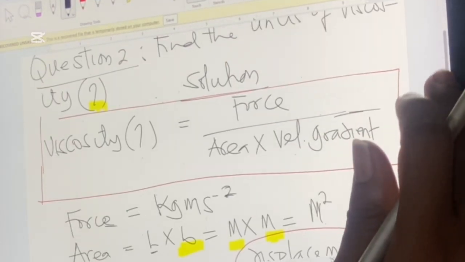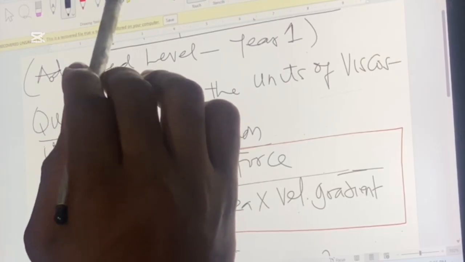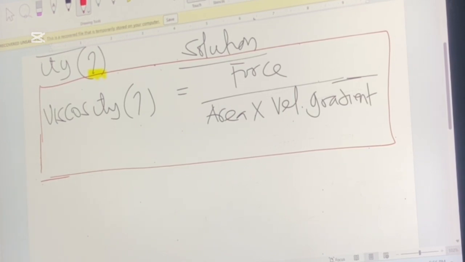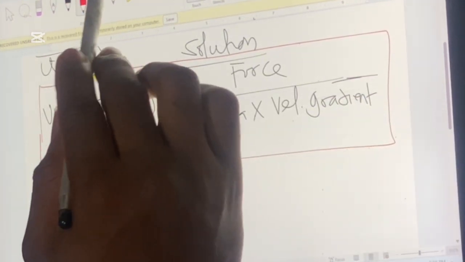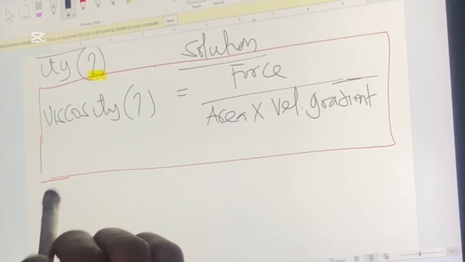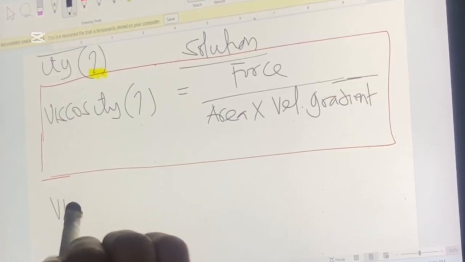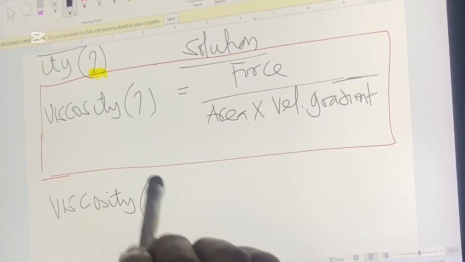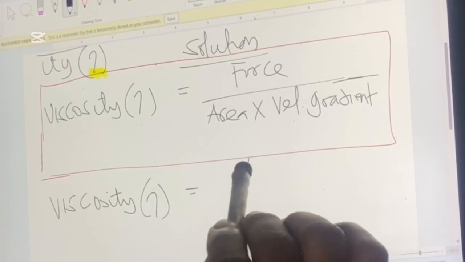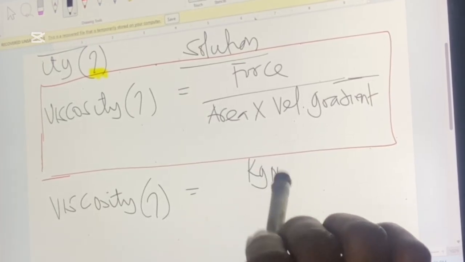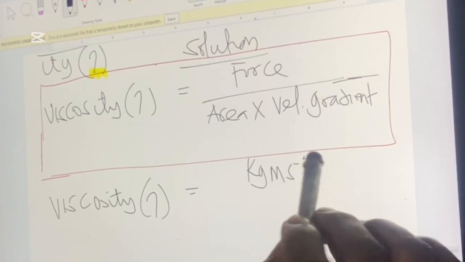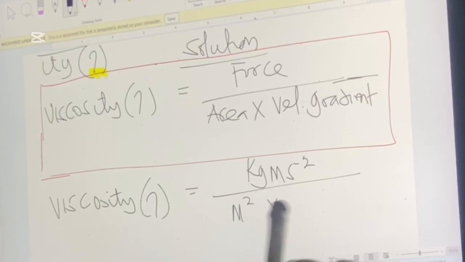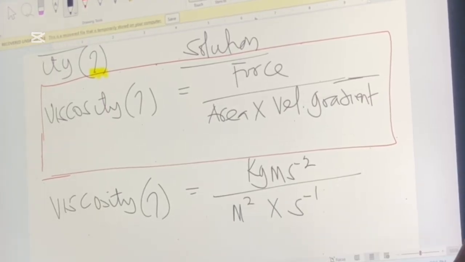So now let's impute the unit into this particular formula. So now let's impute the unit into this particular formula here. We have this to be viscosity, eta, is equal to kg meter per second squared over meter squared times per seconds. Please take note of that.